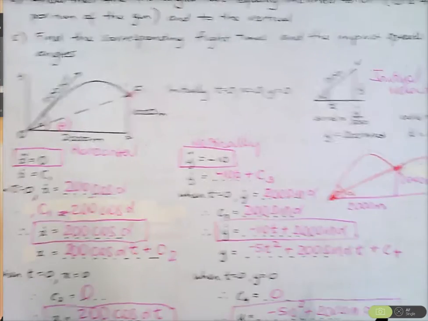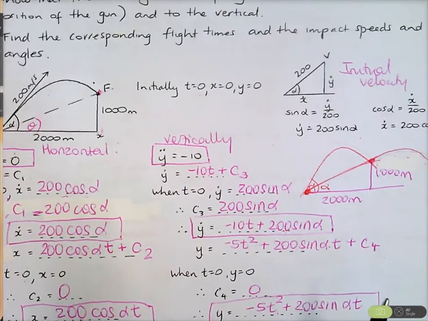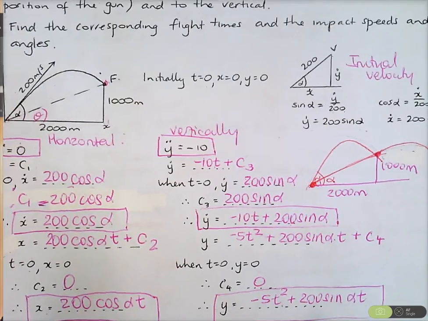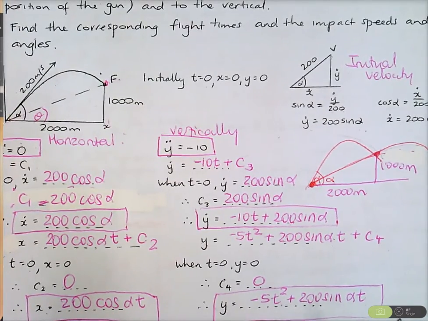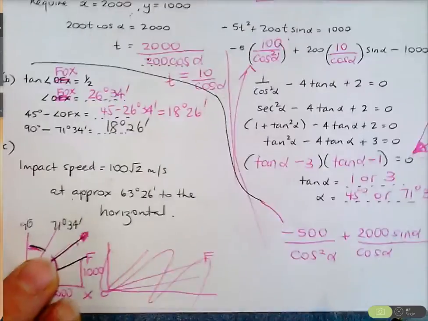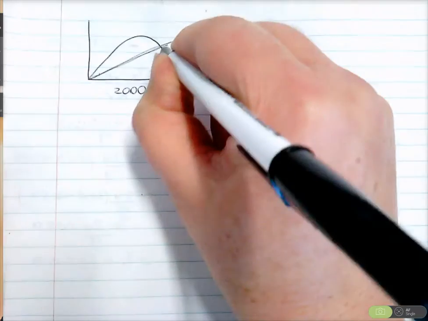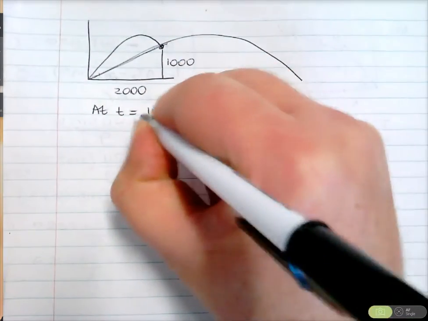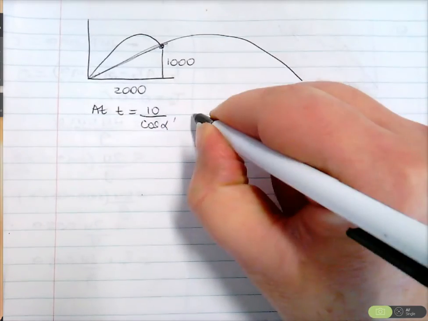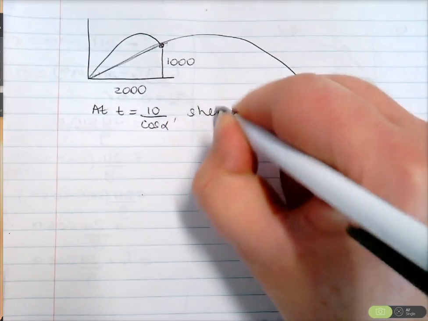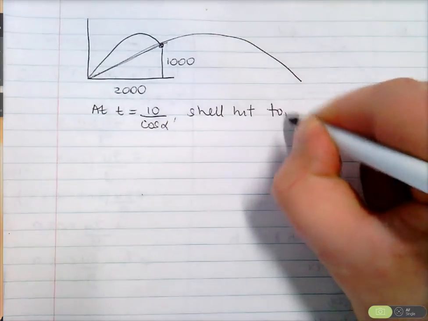Find the corresponding flight times and the impact speeds. Find the flight times and the impact speeds. Okay. That at time equal to 10 over cos alpha, the shell will hit the top of the fortress. Yes?